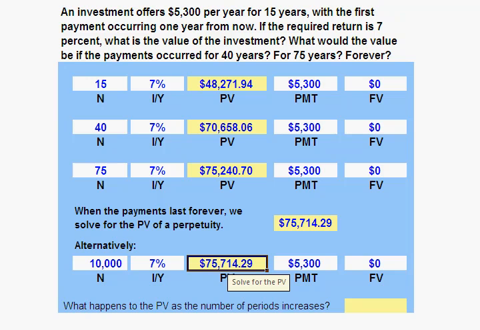We get the same value as a perpetuity, which lasts forever, because the cash flows that we're receiving in years 11,000, 12,000, 15,000 years from now have essentially no value today. But notice, what happens to the present value as the number of periods in an annuity increases? The present value also increases.